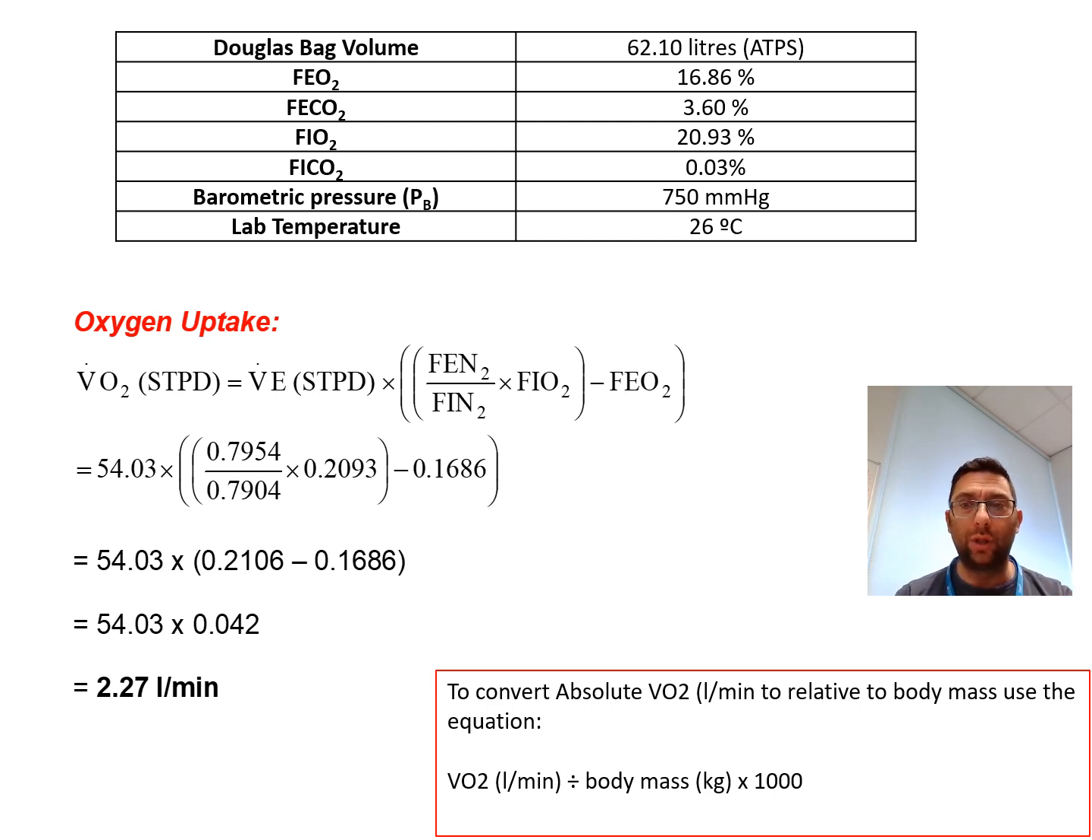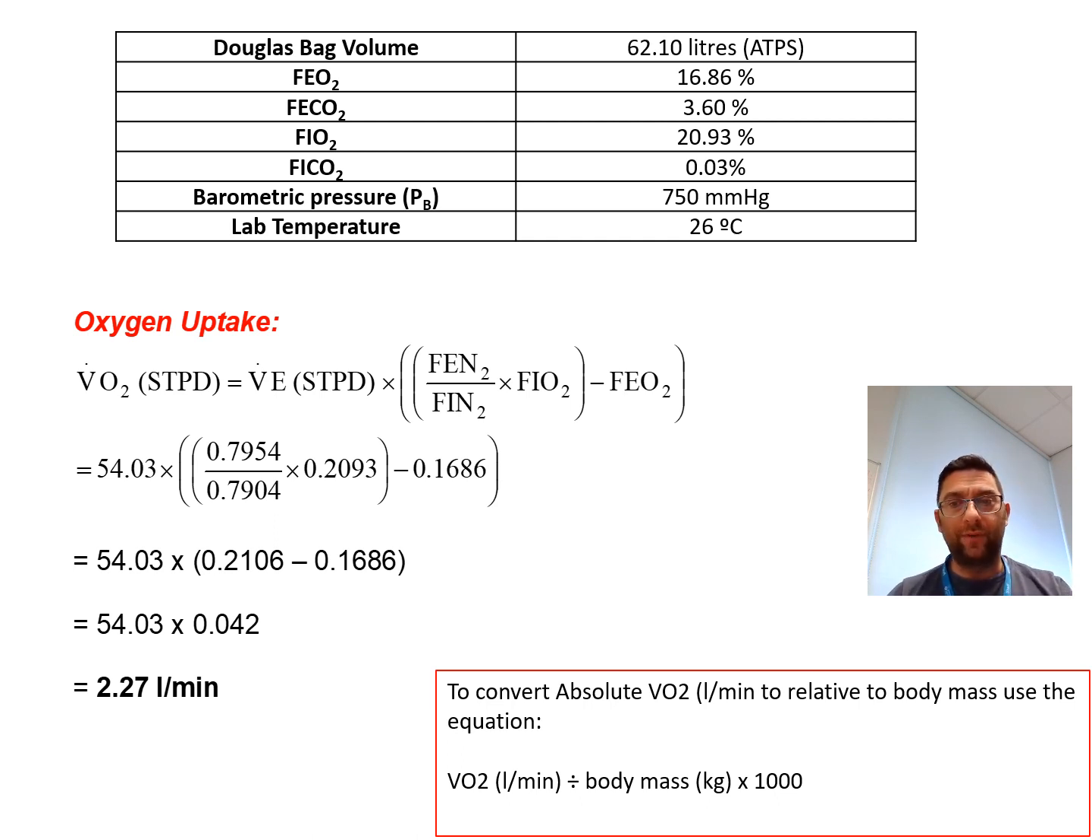Unlike an online gas analyzer like the Metalyzer, which we'll show you, or the Cosmed system that we've got in the lab, which measure breath by breath, so it's very easy to identify where VO2 max occurred. In a Douglas bag, you've only got however long you're collecting gases for, so 60 seconds typically per bag. But that aside, we're going to calculate VO2 on this slide. Again, it's in STPD values.